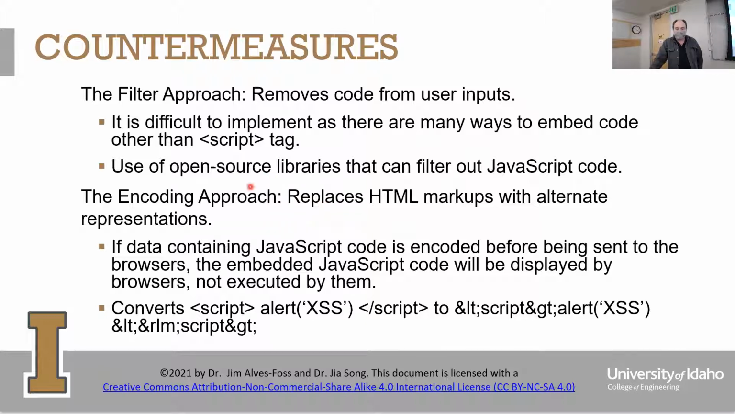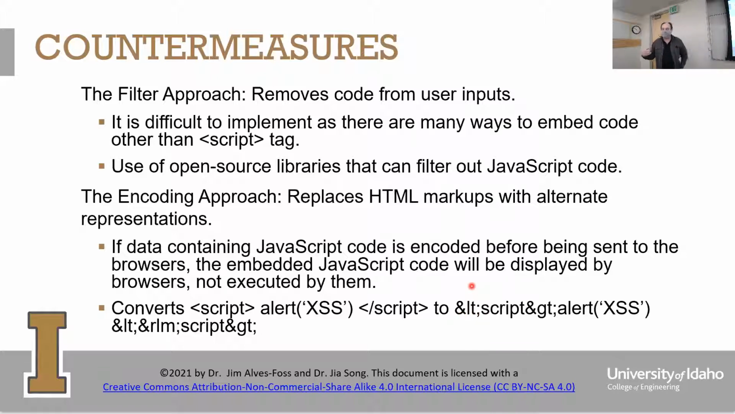You can replace your markups with alternate representations. Data containing JavaScript code is encoded before being sent to the browsers. The embedded JavaScript code will then be displayed by the browser. So you convert script alert, for example, /script, which says pop up something that's cross-site scripting, to ampersand LT, which is this left angle bracket, semicolon script, ampersand GT, which is this right one, alert. So we take the text they had and, like I said, replace all these symbols with something that the browser will still show and display correctly. It says display this, but it won't interpret it.